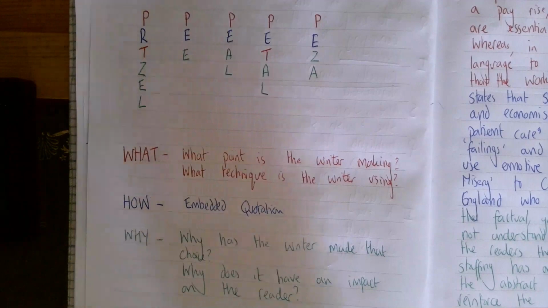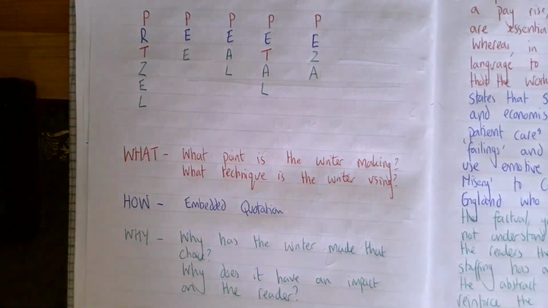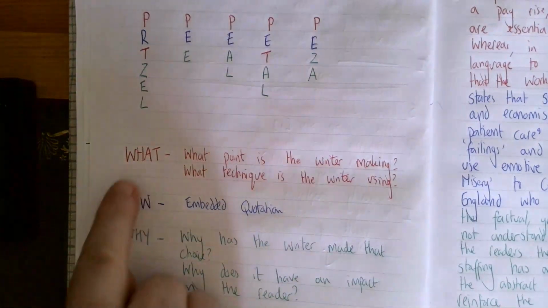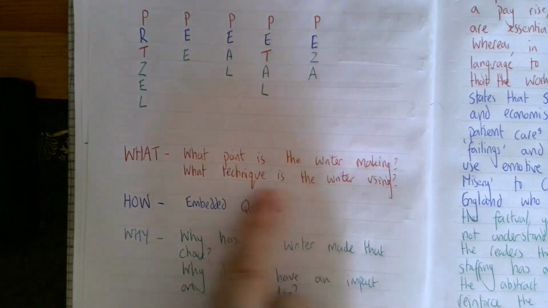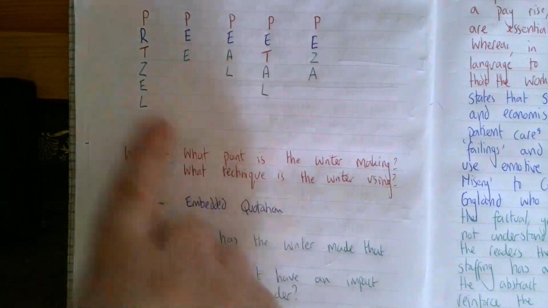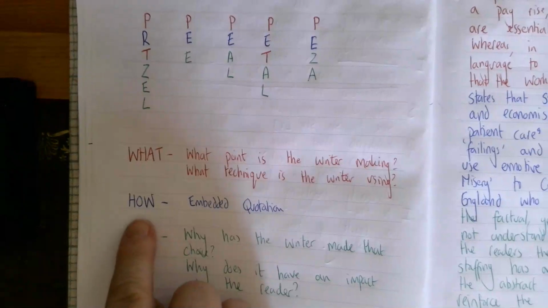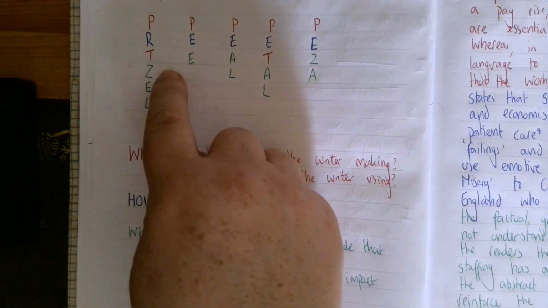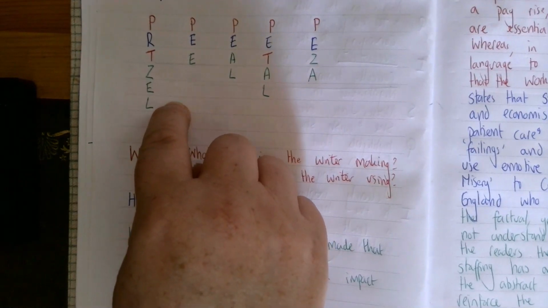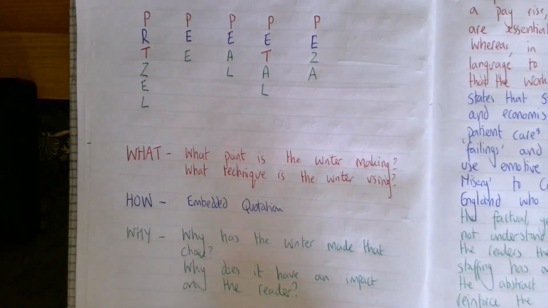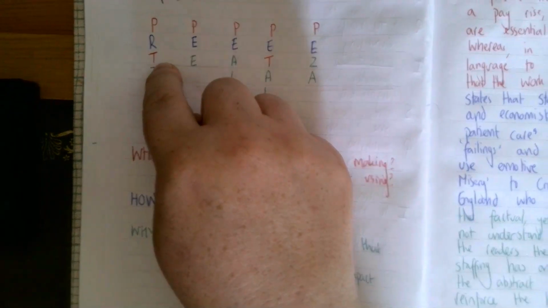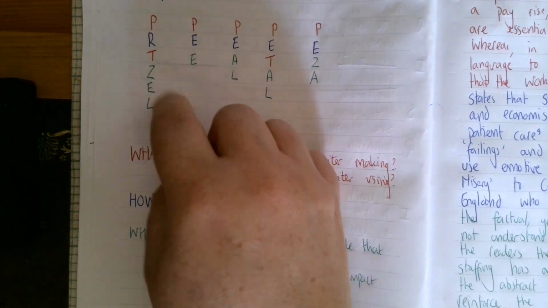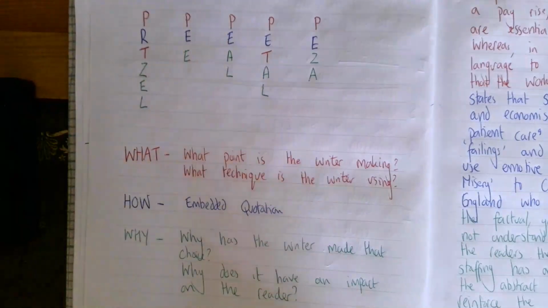So let's look, for example, at PRETZEL, which is one that I'm seeing a lot. The point and the technique are both covered in what. What point is the writer making? What technique is the writer using? The R, which is the reference, is easily covered in the how, which is your embedded quotation. Then the zoom, the explain, and the link, well, that all comes down here to the why. Now, I've also seen PRETZEL here with another explanation. So it goes technique, explanation, zoom, explanation, link. That would still all just be the why.